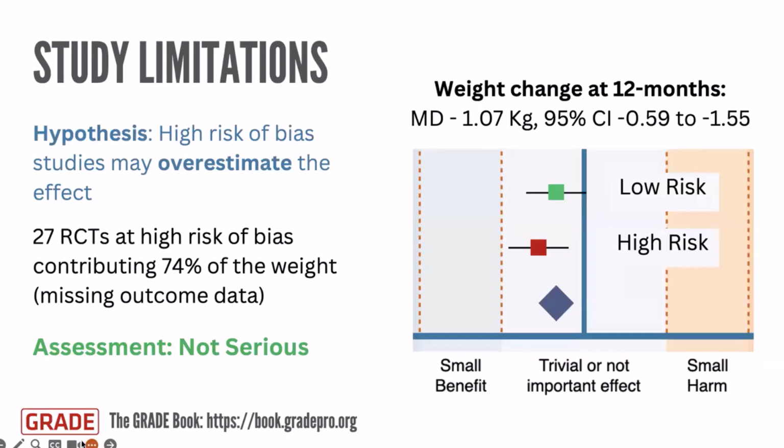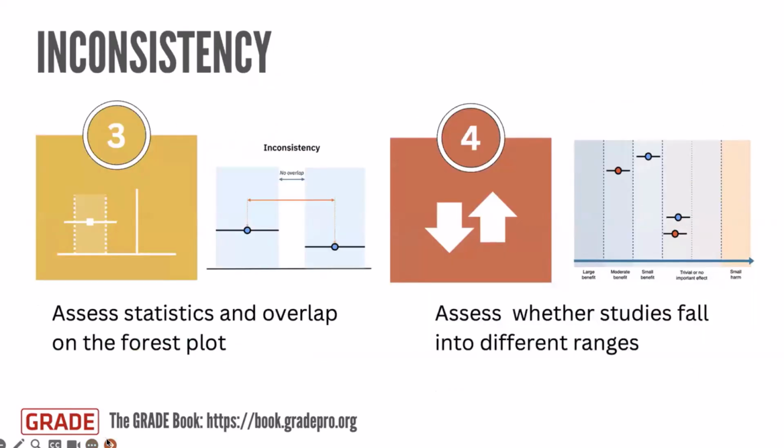In this case, even though most of the information is coming from high risk of bias trials, we are not rating down certainty because we see that this bias is not playing any role in our estimation of the effect. How about inconsistency? This is another domain that we're going to use to exemplify this way of thinking.